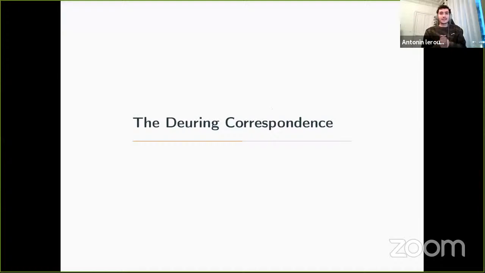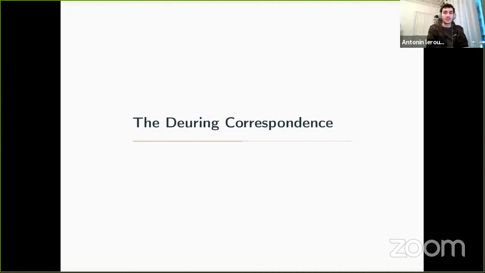So now let's talk about the Deuring correspondence. This is a very important mathematical tool for isogeny-based cryptography. And in the case of SQIsign, it is really relevant, because the study of this correspondence is what led us to discover the tools that we actually use to build SQIsign. And also it is very important to understand its security.